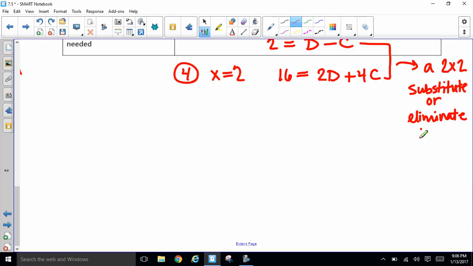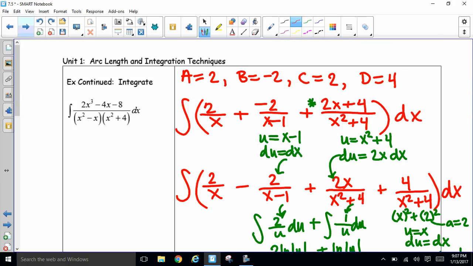Okay, so you would end up coming up with C is 2 and D is 4. And again, you can either solve the system with substitution or you can solve the system with elimination. It's totally your preference. All right, next example.